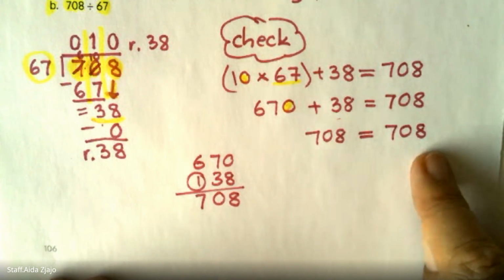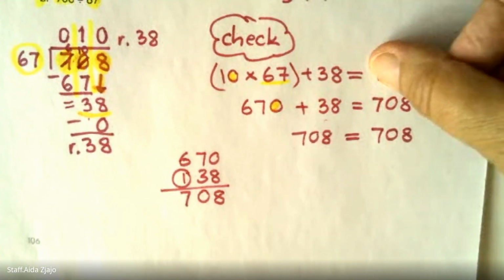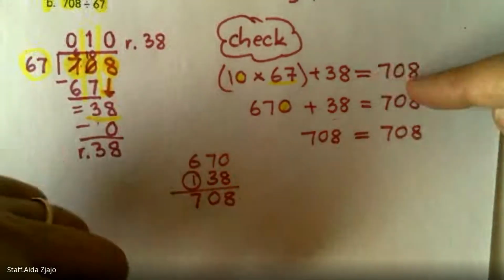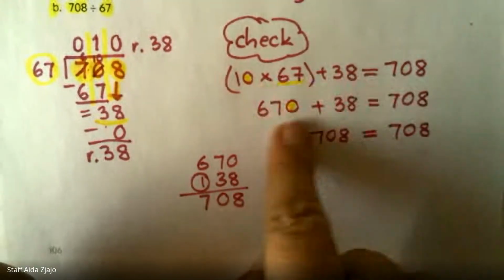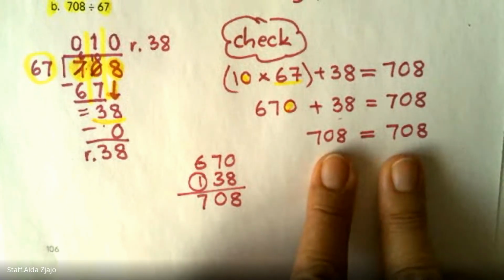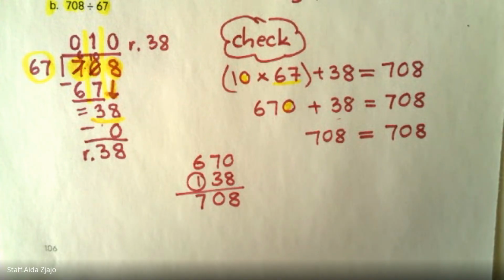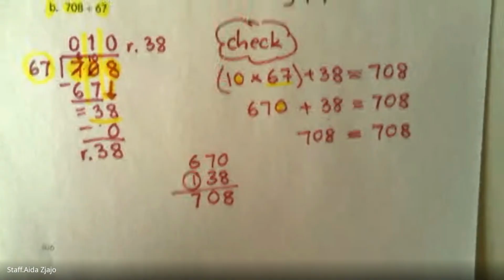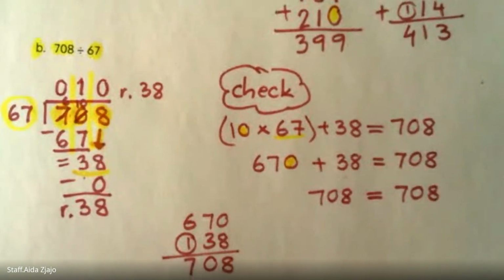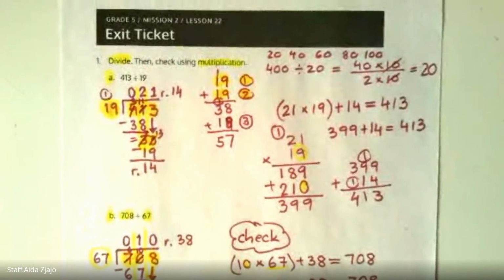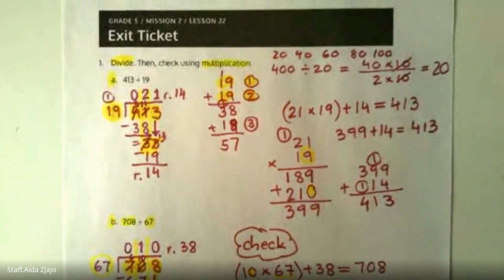This is a proof equation. One side of the equation must equal the calculation on the other side. So you know this was 708, but then when you calculate it all, this is the truth. So our answer is correct. All right. So that was B on the exit ticket, Mission 2, Lesson 22. And it was Mrs. Z. Okay, and that was the A. Got that?